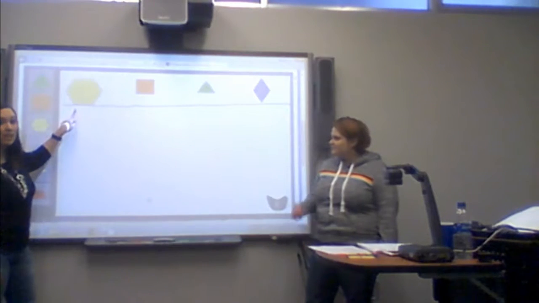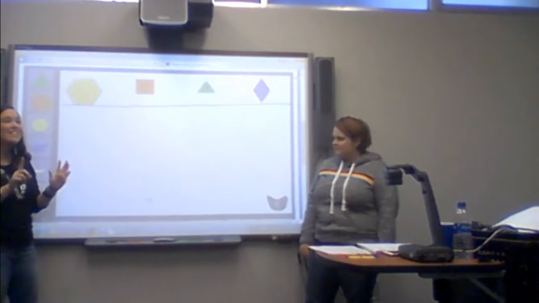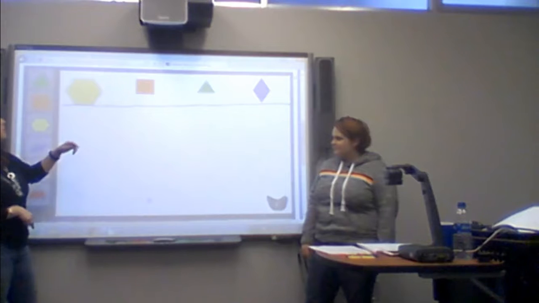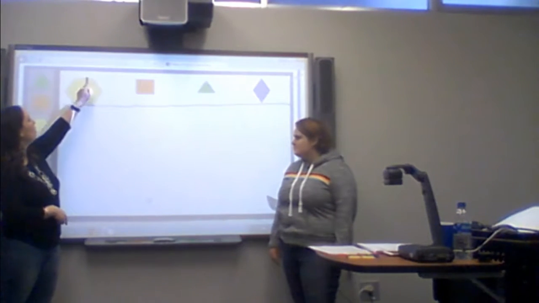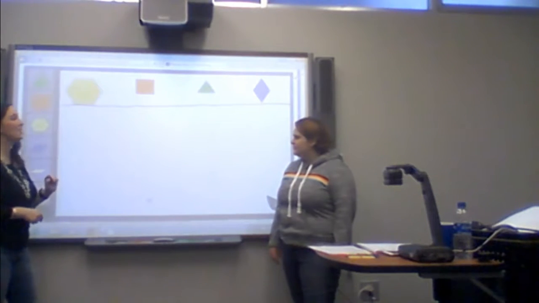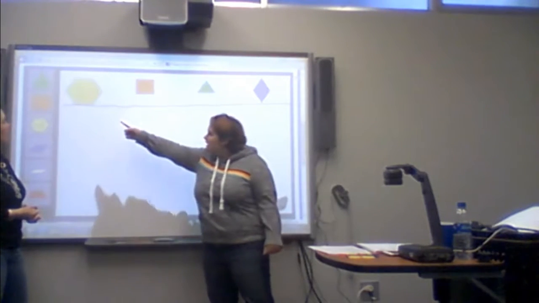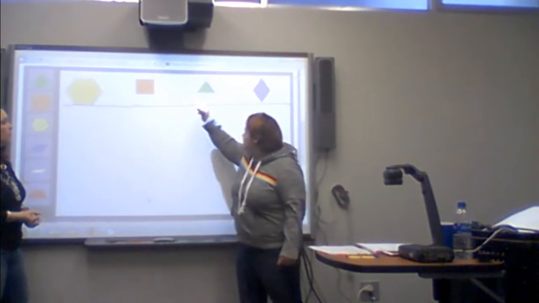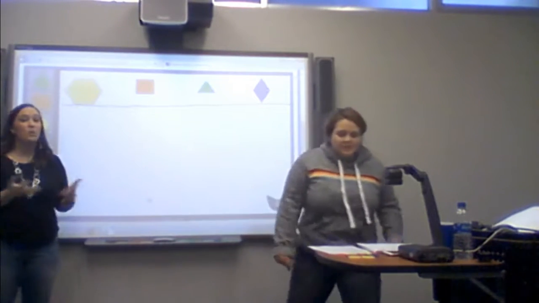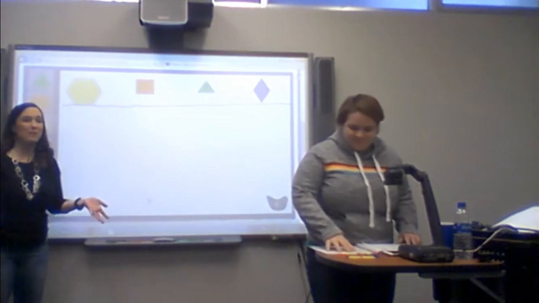Last, we have a hexagon. A hexagon has 6 sides. Let's count them just to make sure. 1, 2, 3, 4, 5, and 6. Now that has more sides than the others, and these have the same equal amount of sides, and this has the smallest amount of sides. We're already using some of our vocabulary words.